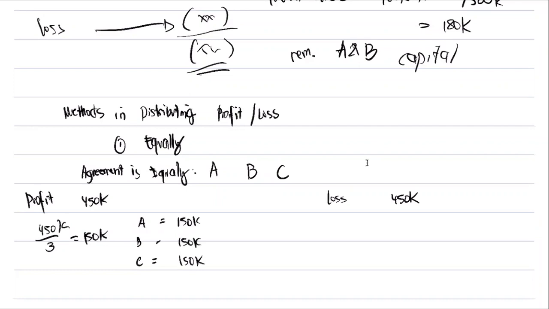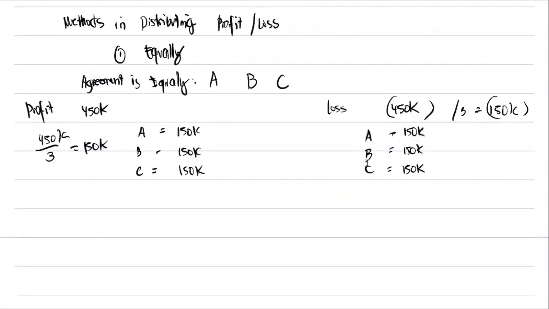For loss, how much is the share of A, B, and C? If that is a loss, you divide it again to 3. We have 150,000 loss. So you just share it 150, 150, 150. Nasundan? If that is equally.